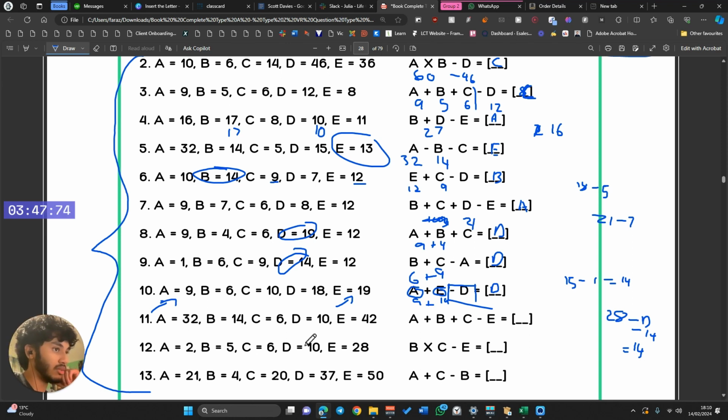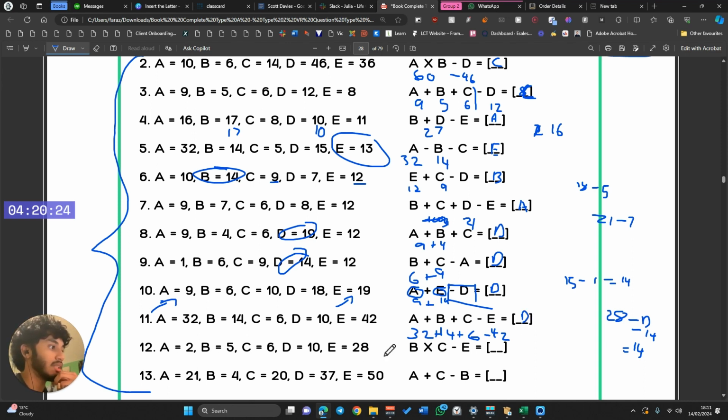Let's do 11. So 32 plus 14 plus 6 minus E. So this is another way you could do it, is you could just write out all the numbers first and then just calculate it. It might be easier for you, it might waste time, it depends which one. So let's just calculate it now. So 14 plus 6 is 20, plus 32 is 52, and then minus the 42 gives us 10. So that's going to be D.